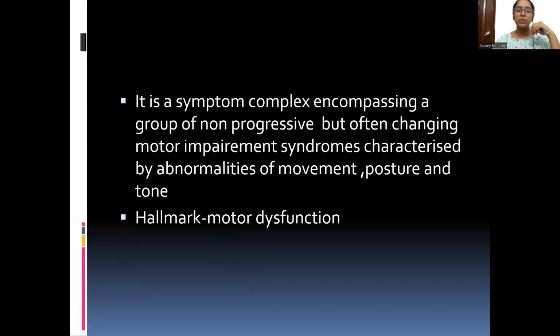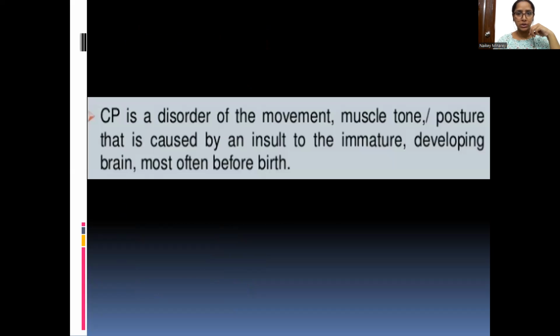So what is cerebral palsy? It is a symptom complex encompassing a group of non-progressive but often changing motor impairment syndromes characterized by abnormalities of movement, posture or tone. So it is mainly a symptom complex which is characterized by any abnormality in movement, posture or tone. So the hallmark is motor dysfunction.